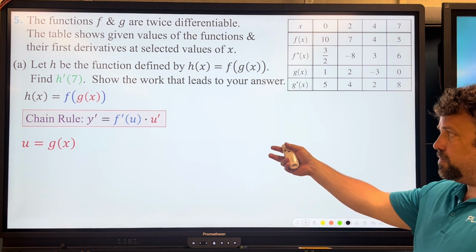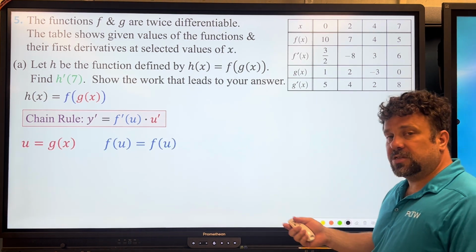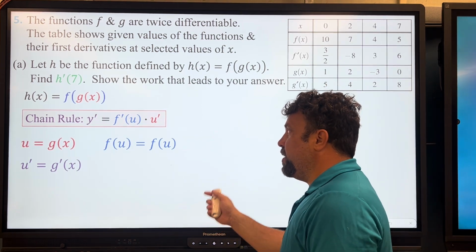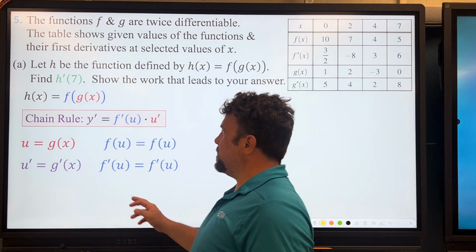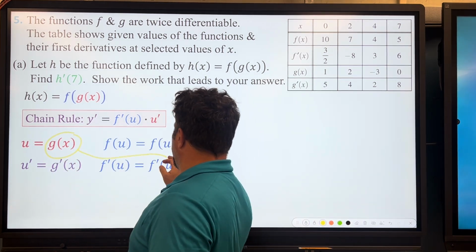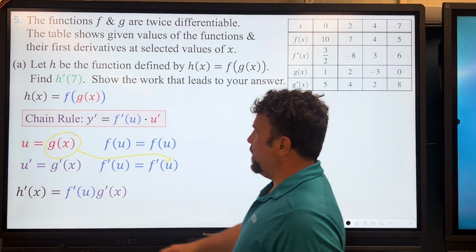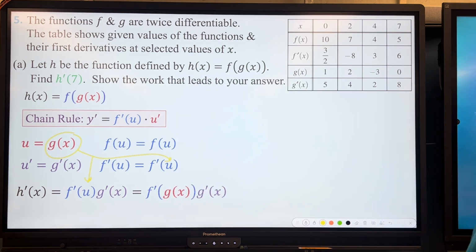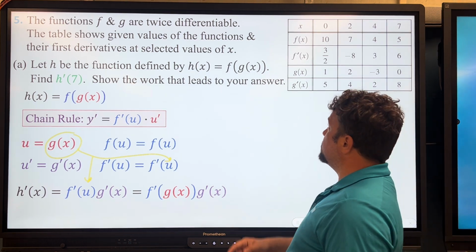Our f of u is f of u. What's the derivative of g of x? g prime x. What's the derivative of f of u? f prime u. All right? Here's the only tricky part. We just take our u and plug it back in. So it's g prime x times f prime of u, and our u is g of x. So f prime of g of x times g prime of x is what h prime x equals. So this is h prime x.